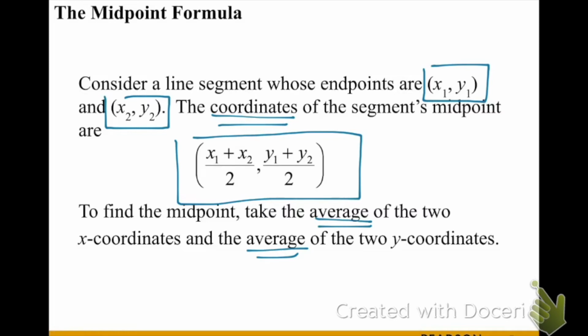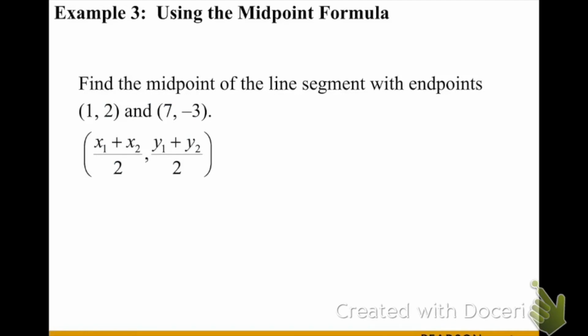Notice this is going to be a point that we're getting as a solution, not a number, so this is a point. So for example, consider that we want to find the midpoint of the line segment with endpoints at (1, 2) and (7, -3). To find the midpoint, we're going to start by adding the two x's together, giving us 1 plus 7. And then we're also going to add the y's together, giving us 2 and -3.